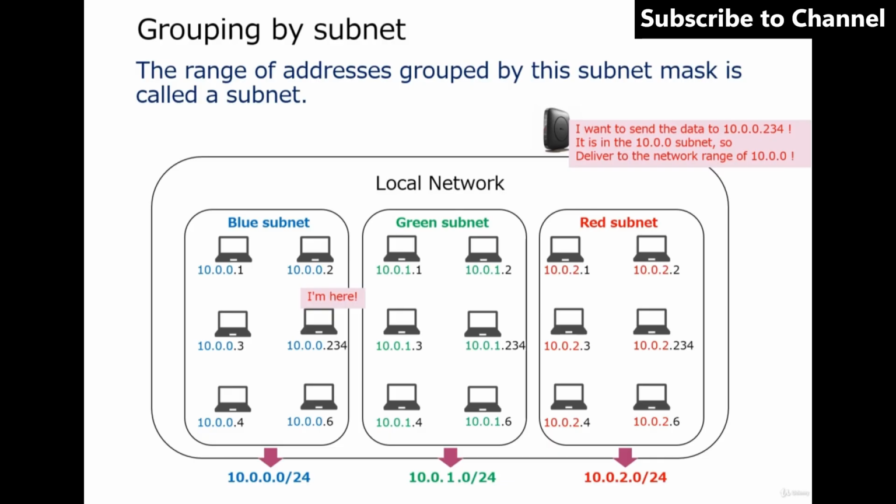By setting up the subnet mask in this way, you can divide the network range and make it easier to find the right IP address. In network design, we will often create a network configuration in this way.